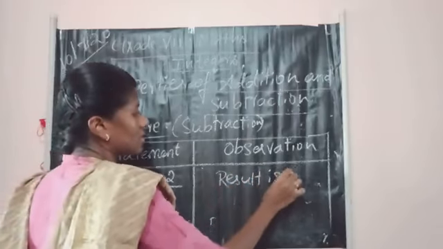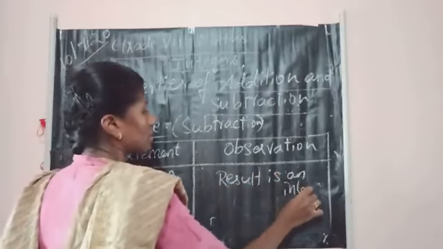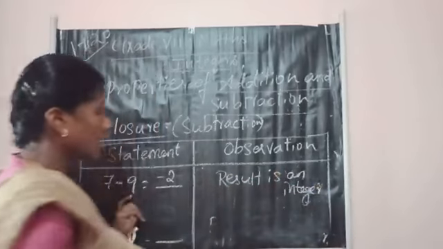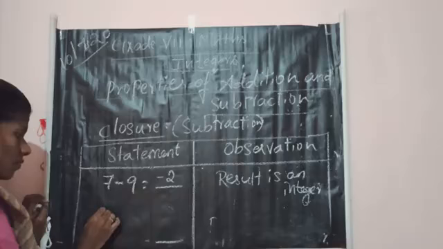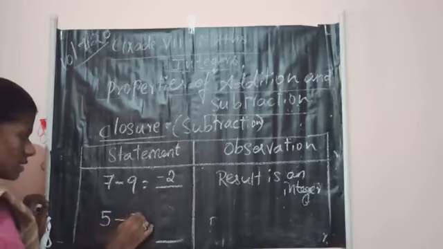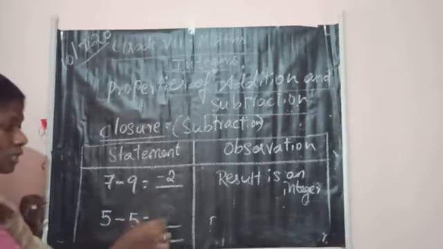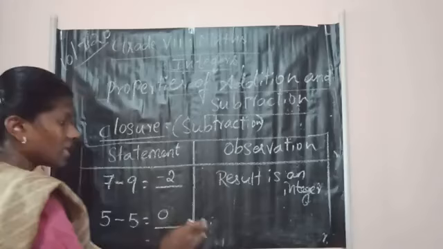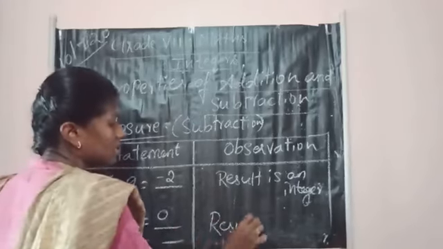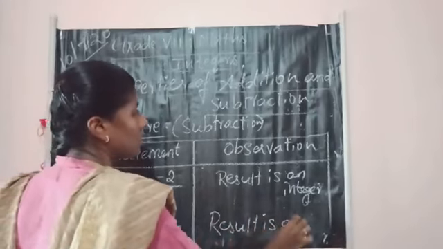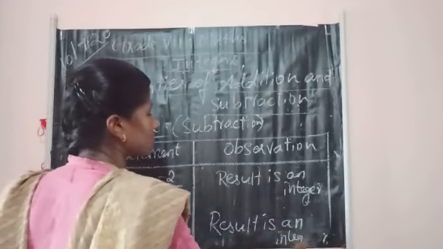The result is an integer. Next is 5 minus 5. The answer is 0. So 0 is also an integer. So the result is an integer.